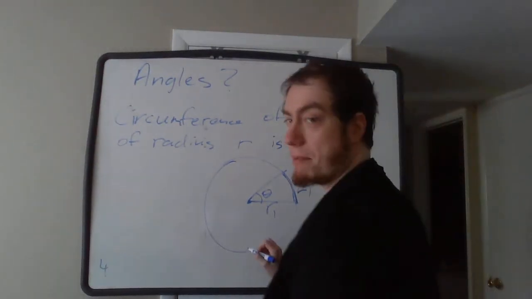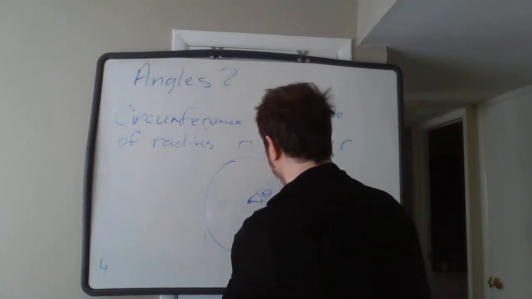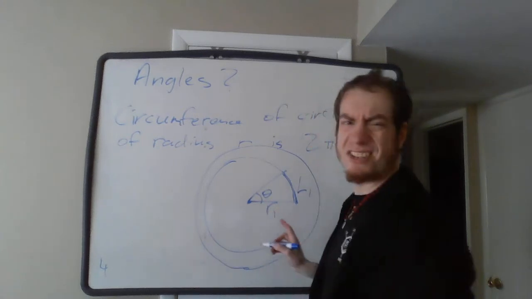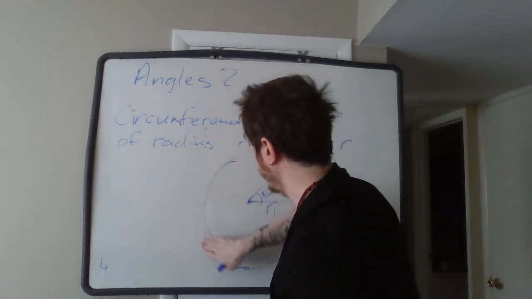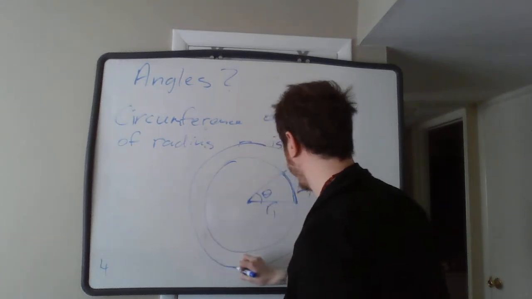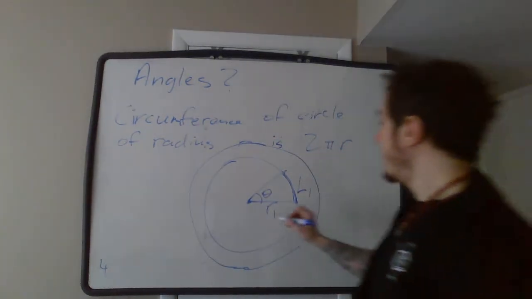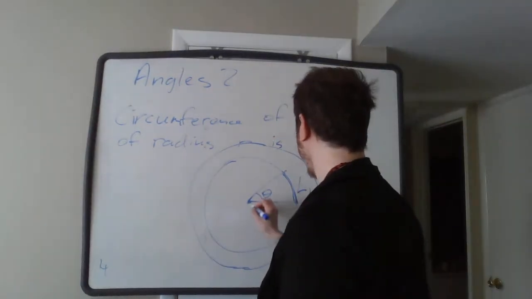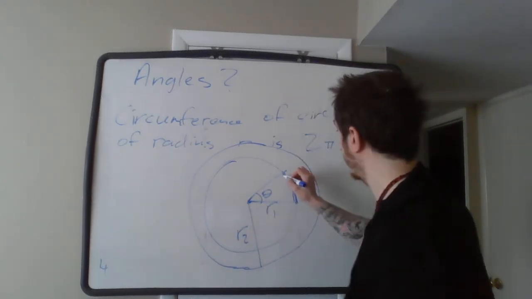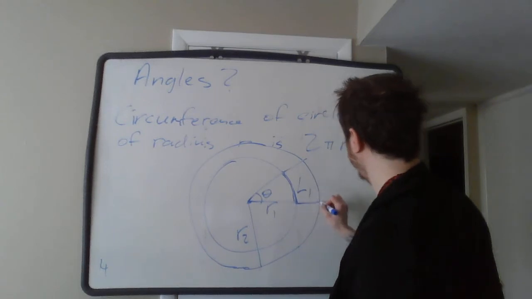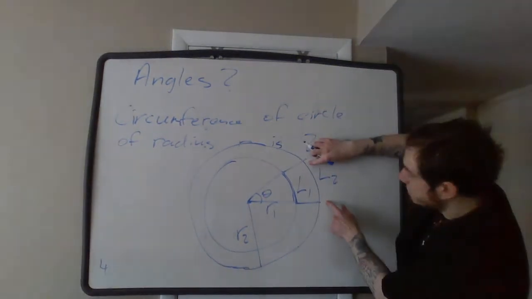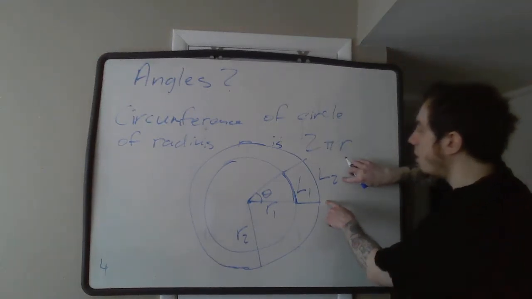Now, let's suppose that I make a bigger circle, or it could be a smaller circle, but just a circle with a different radius here. That's a terrible looking circle. Let's see if we can make it a little bit more circular. Okay, so now, let's suppose that this new circle has a radius of R2, and that over here, the length along this arc on the bigger circle, I'm going to call that L2.